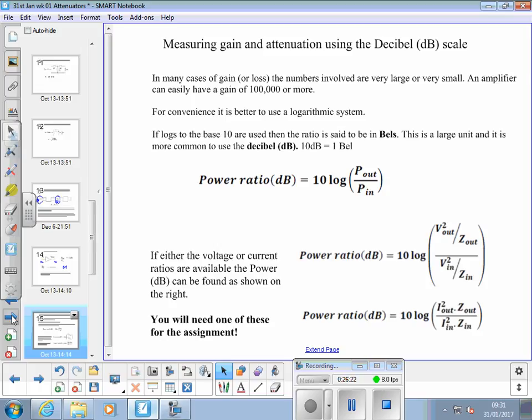The bel is a large unit, so more commonly we use the decibel, where 10 decibels is equal to 1 bel. So you may have seen this in hi-fi specification, outputs defined in dB, and noise levels. But if you get involved with health and safety around measuring the noise levels in a factory, then they're usually looking to get it under a certain decibel level.